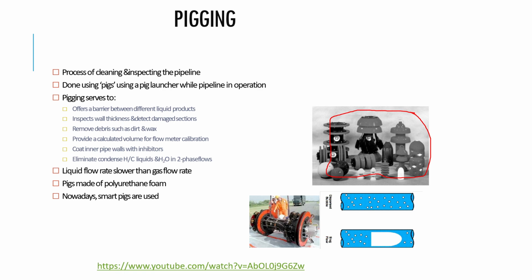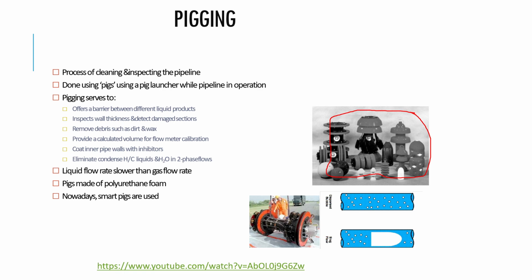It can serve as a barrier between different liquid products if you have them. It can inspect the wall thickness as we explained earlier, and detect where there is damage, for example in the pipe. It will clean the pipe from the dirt, waxes, debris, for example sand sometimes. And it can be used also to coat the inner pipe with something, with inhibitors, for example. And it can also be used to eliminate what we call the liquid phase, such as water and heavy hydrocarbons, in the case where you have two-phase flow.